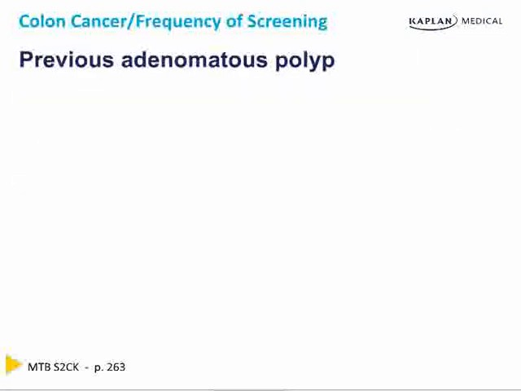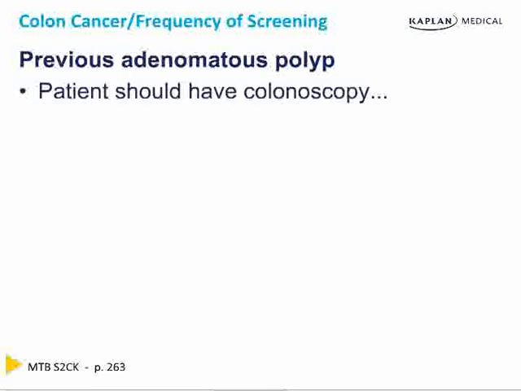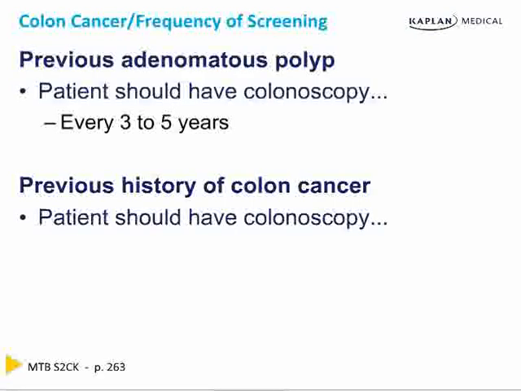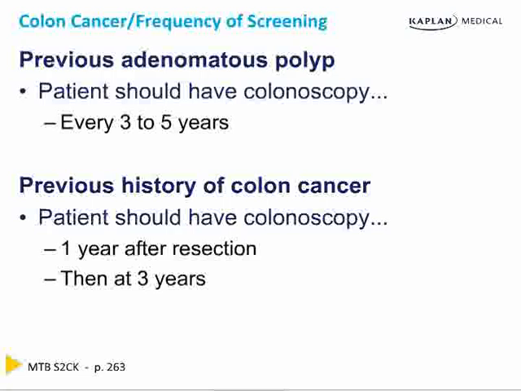What if you're presented with a patient who had an adenomatous polyp on a previous colonoscopy? You should then tell them they should have a colonoscopy every 3 to 5 years thereafter. If they have a previous history of colon cancer, then this patient should have a colonoscopy 1 year after resection, then at the 3-year mark, then every 5 years.